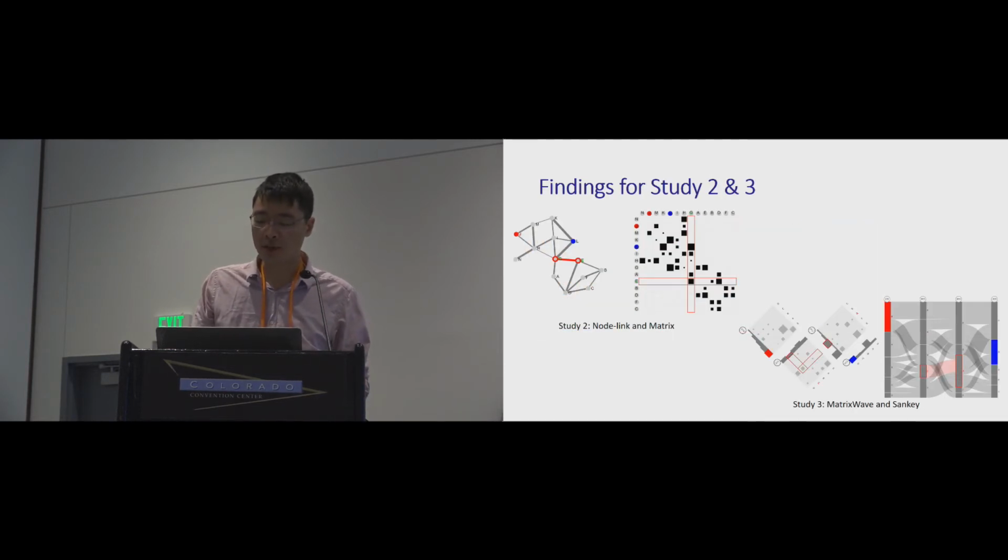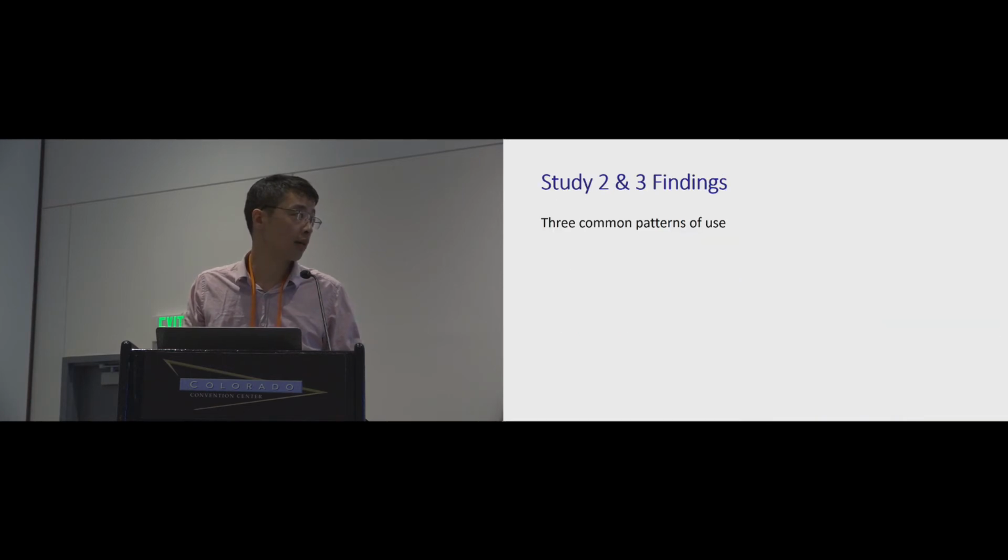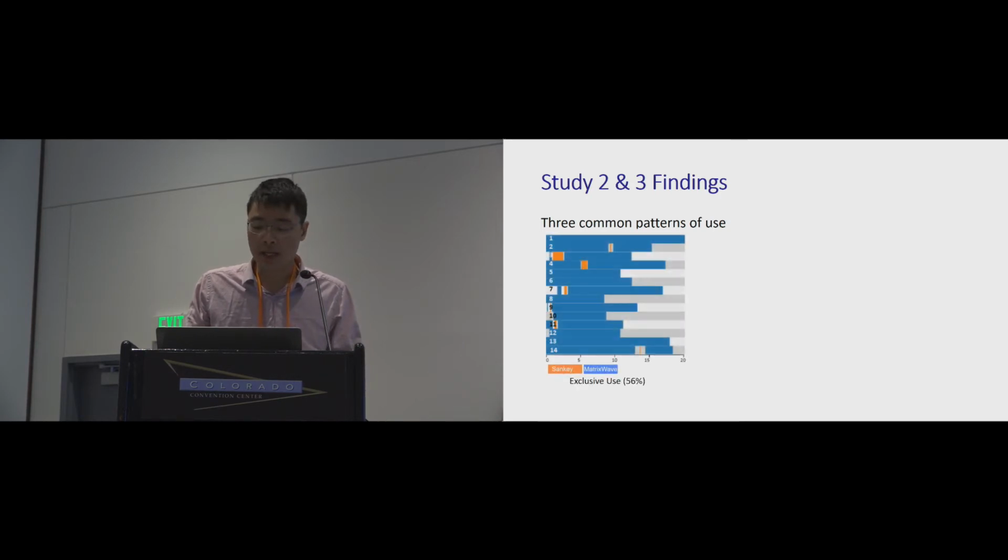Let's have a look at the summary findings for study 2 and 3 altogether. We found 3 common patterns of use through the eye tracking data. The x-axis is a 20 second timeline, and the y-axis is the trial number. The first one is exclusive use, which is through the entire 20 seconds. 56% of users stick to one view only.